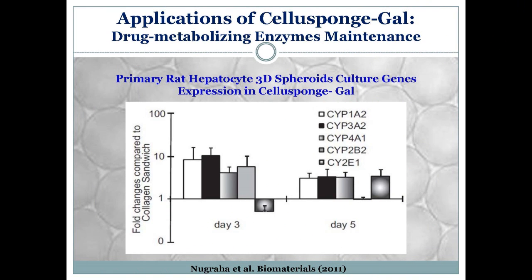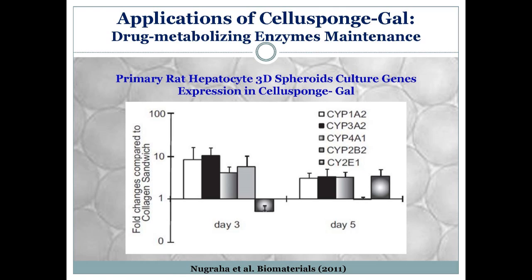This is basal-level gene expression of CYP450 enzymes. The gene expression of CYP450 of hepatocytes in collagen sandwich is assumed as 1 on the y-axis. We see that on day 3 hepatocytes show higher expression of all in Cellosponge galactose than hepatocytes cultured in collagen sandwich, except for CYP2E1.